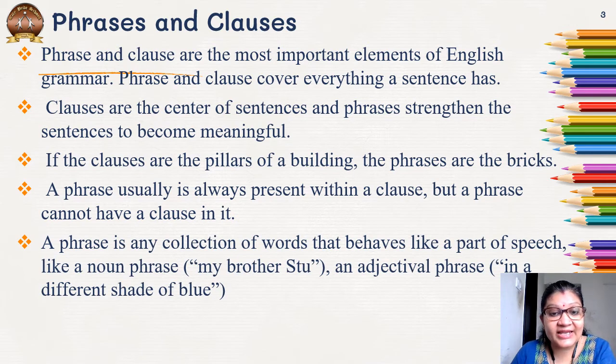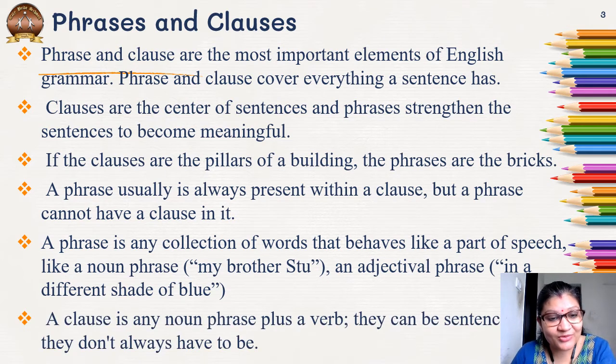A phrase is any collection of words that behaves like a part of speech. Like we have studied noun phrases and adjective phrases, two kinds of phrases we know about already. And a clause is any noun phrase plus a verb, because a clause has a subject too. So they can be a sentence independently, but they don't always have to be.